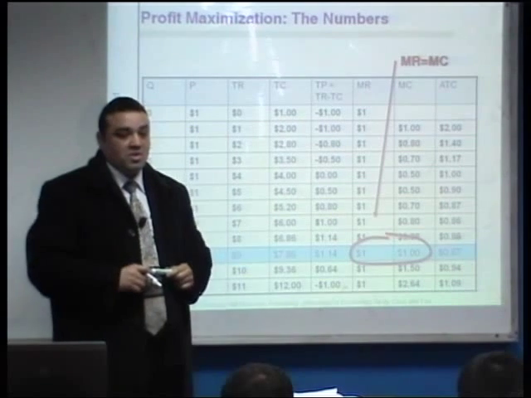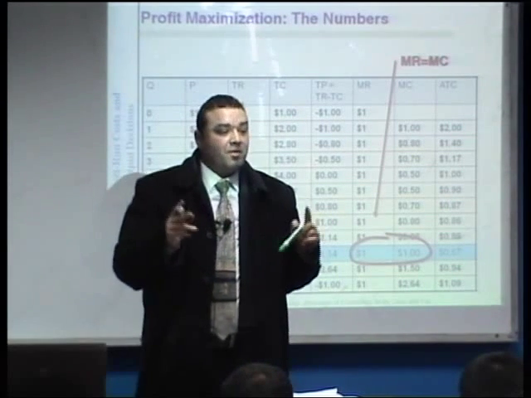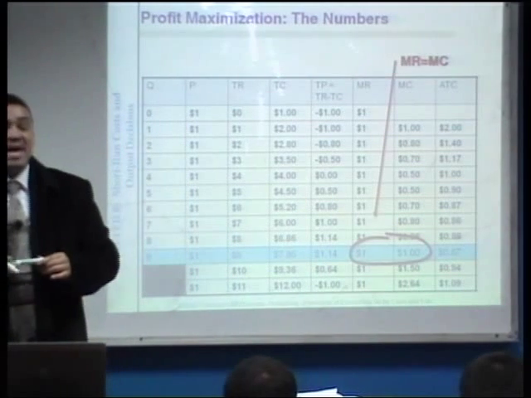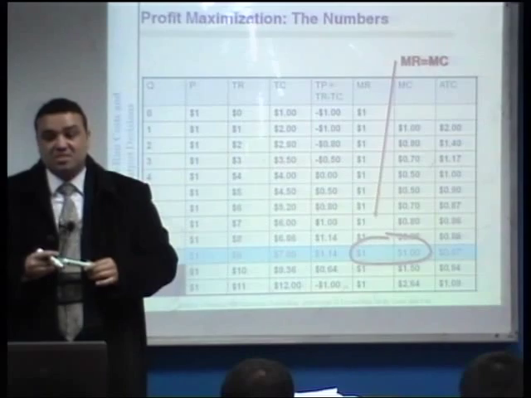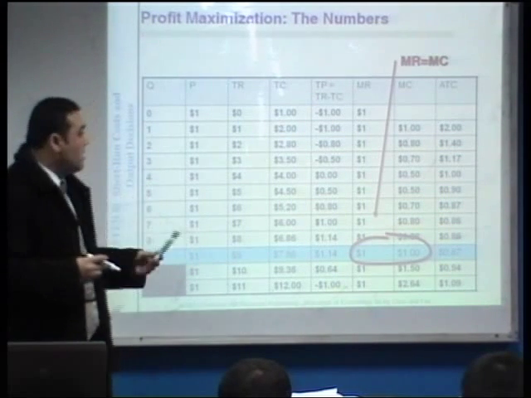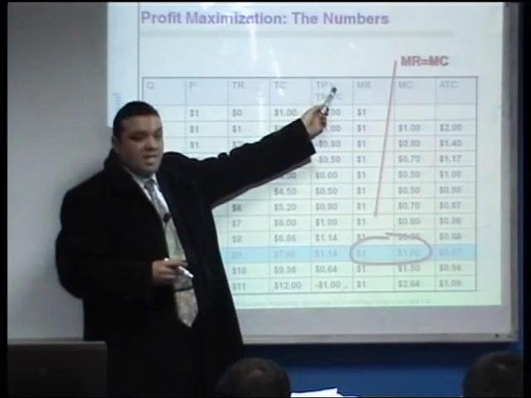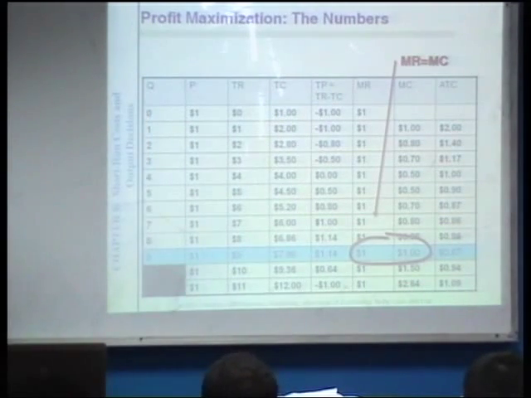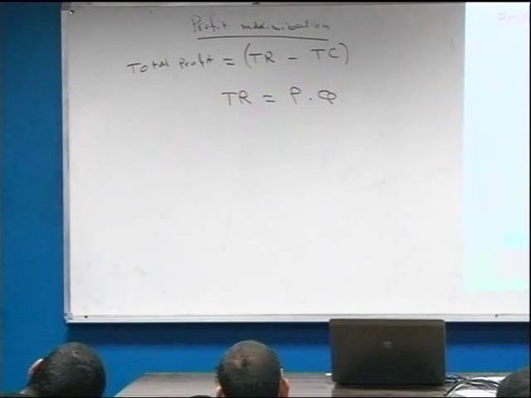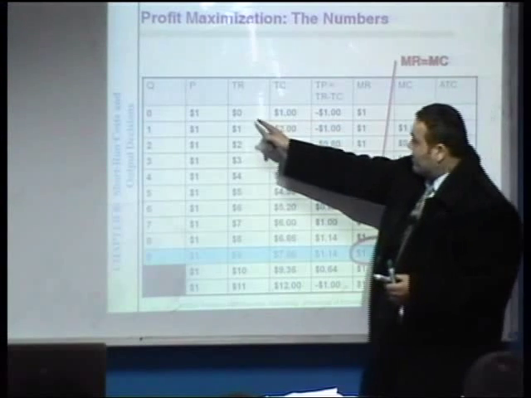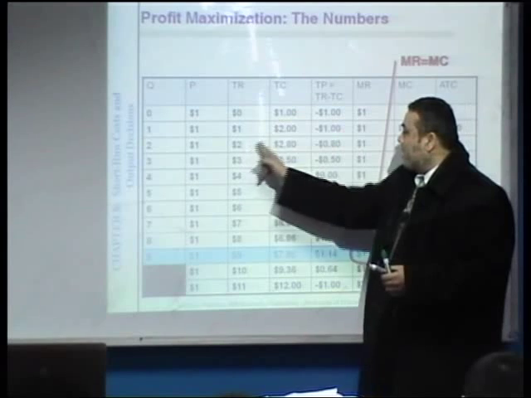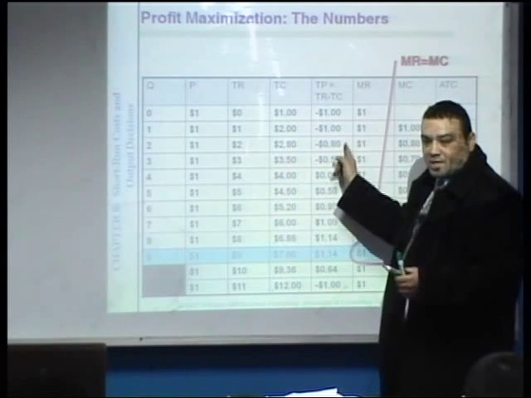The question is, calculate the total profit and determine the quantity that maximizes the profits for the company or the firm, right? So the total profit equals what? Total revenue minus total cost. In this case, total revenue 0 minus 1 is minus 1. 1 minus 2 is minus 1. 2 minus 2.8 is minus 0.8 and so on.